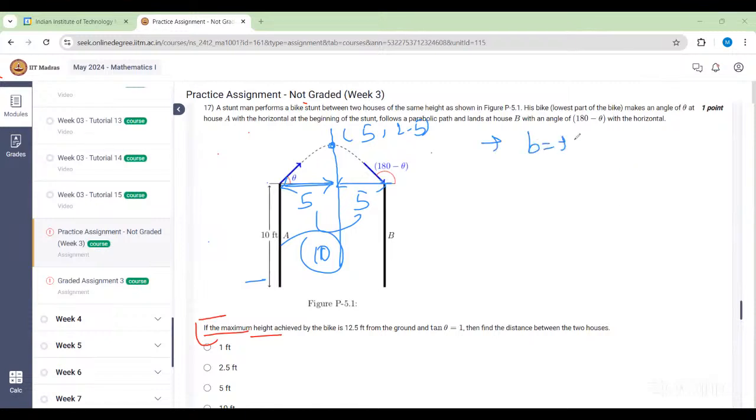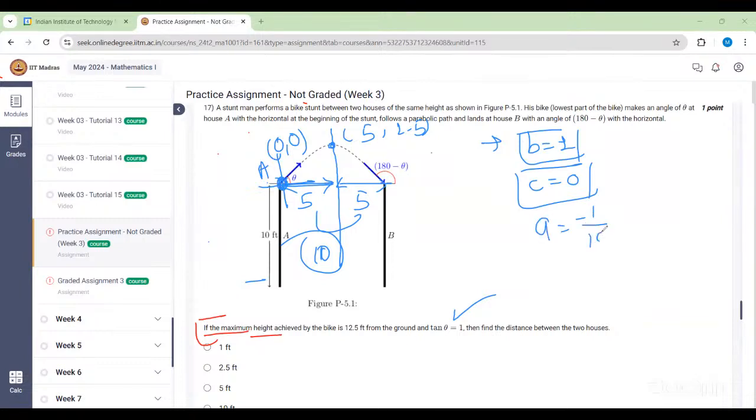We found the value of b is equal to 1 by using tan theta. We found c is equal to 0 by saying that our origin is situated at house A, that's 0, 0. And we found the value of a to be minus 1 by 10 from the information that the maximum height achieved by the biker is 12.5 feet. But we subtracted this 10 feet distance because we are considering the origin at 0, 0, that means at house A. So that's why we substituted it.